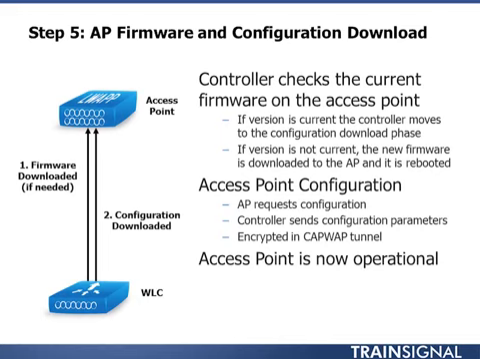If the current image is the same as the controller, then it can go to the next stage of actually downloading the AP configuration. So the AP simply requests the configuration, and the controller will then send down the configuration parameters. Once all of that's done, your access point is now operational.